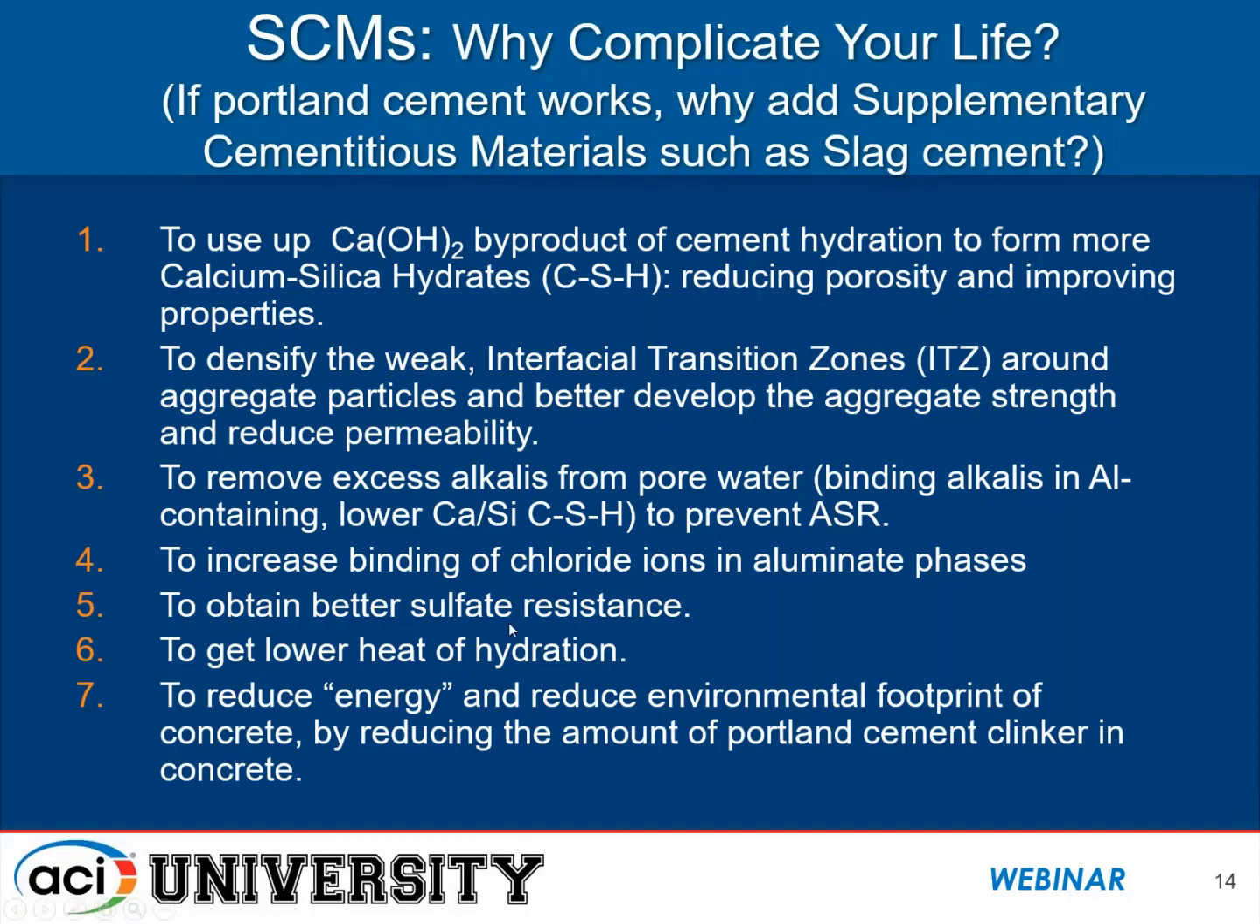They can also improve sulfate resistance for a number of reasons, including using up the calcium hydroxide and reducing the permeability of the concrete. Often materials such as slag, when used in the right quantities, also reduce the heat of hydration, which reduces thermal gradients and temperatures in the concrete. It can reduce the potential for thermal cracking. Also, because you're replacing Portland cement, which is the most energy intensive and CO2 intensive part of the concrete, you're reducing that environmental footprint of the concrete by reducing the amount of clinker in the concrete.